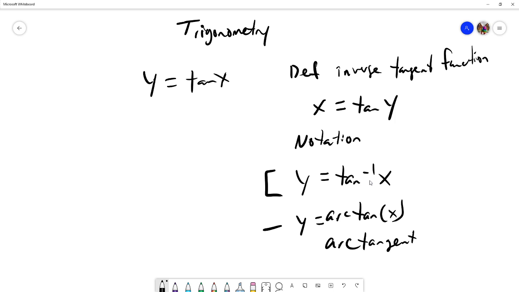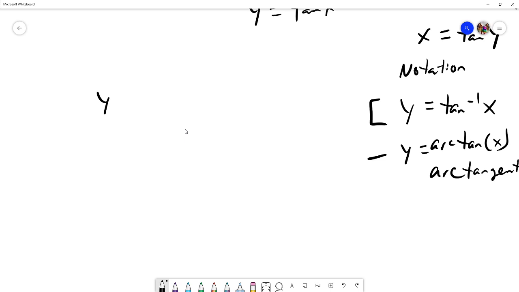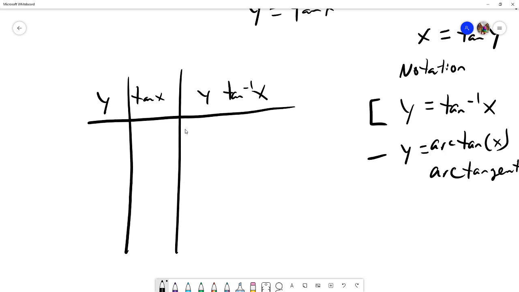Arctangent of x, just like with arcsine and arccosine. Just like with arcsine and arccosine, what we're going to do is look at a table of values to generate a graph for arctangent. So we have y equals tangent x, and y equals arctangent x. Alright. So what we want to do is think about inputs and outputs.